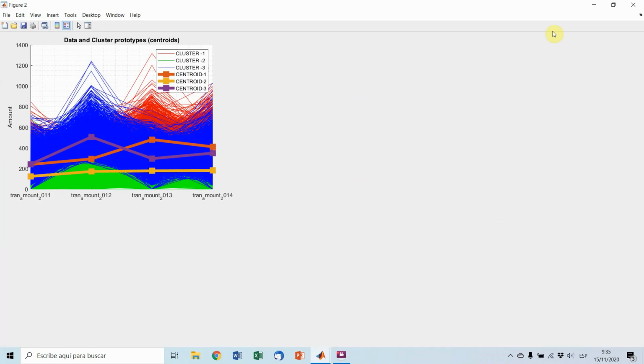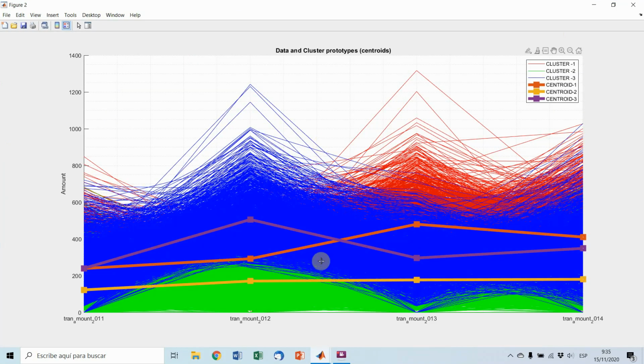And here we have a similar plot. These are the same profiles, but now with every individual plotted on the figure. So this would be it for clustering. We have seen that we can cluster variables, or we can cluster observations, and this would be it.